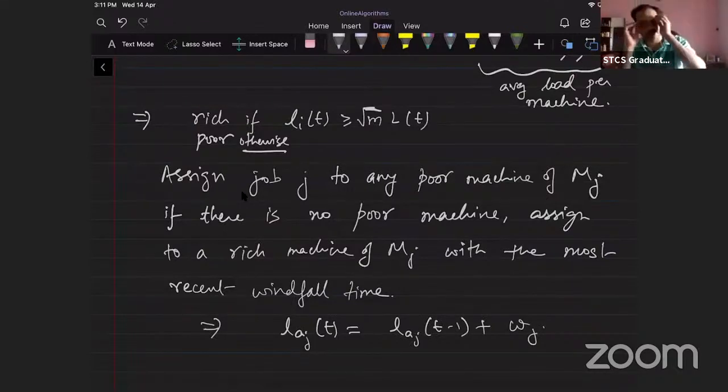Okay, is the algorithm clear? It's maintaining some estimate of what it thinks is the right way to allocate, which is defined as capital L of t. Depending on that, it defines a machine to be rich or poor. And when a new job arrives, it tries to assign the job to any poor machine, and if there are no poor machines, to that rich machine which became rich most recently. That's all it means.